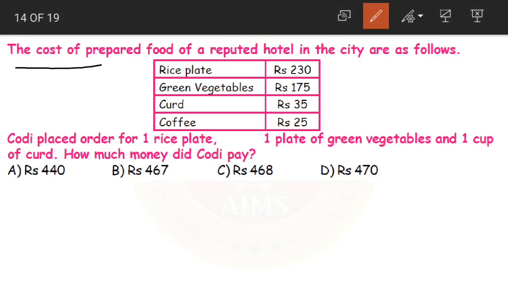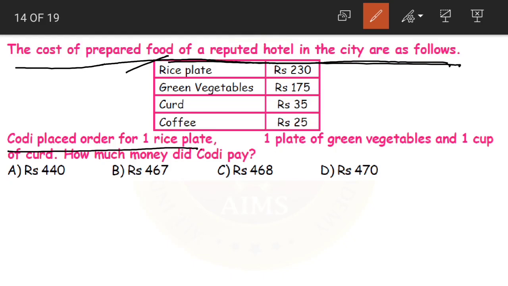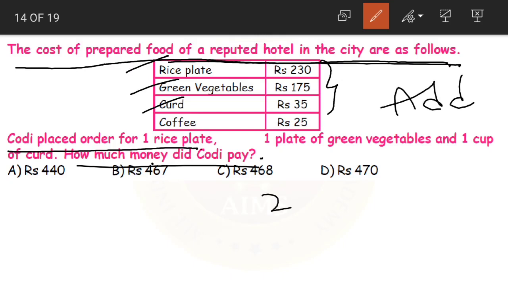The costs of food at a reputed hotel in the city are as follows. Cody placed an order for 1 rice plate, 1 plate of green vegetables and 1 cup of curd. How much did Cody pay? See, only these 3 items he ordered. Now how much did he pay? How will we find out? By adding 230 plus 175 plus 35.